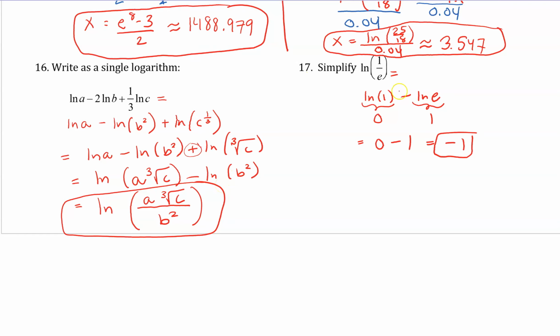Lastly, for 17, my final answer was -1. I used the quotient property to split it up, ln of 1 minus ln of e. But ln of 1 is equal to 0. E to the 0 equals 1. And ln of e is 1. E to the first equals e. So it actually just became 0 minus 1, which is -1. Or you could think of that as e to the power of -1 equals its reciprocal. And the log equals the exponent. So the natural log of 1 over e, or the reciprocal of e, would have to equal -1.